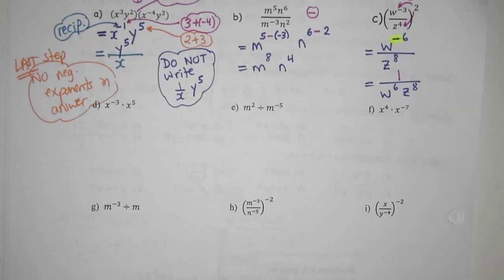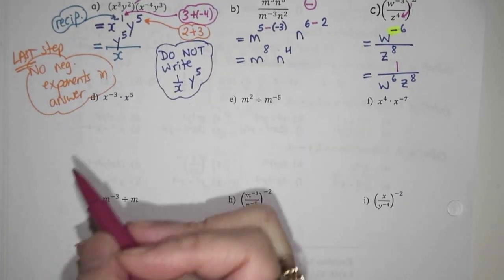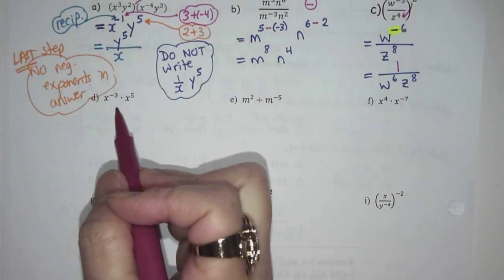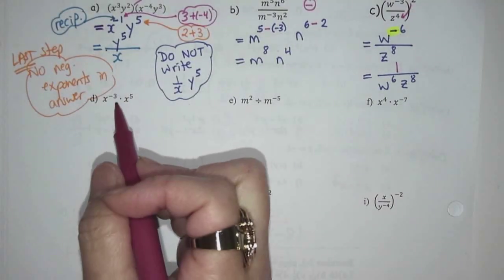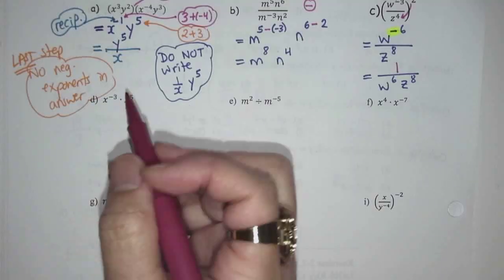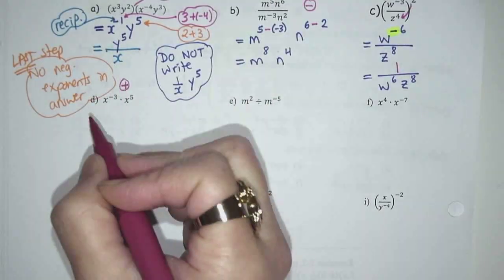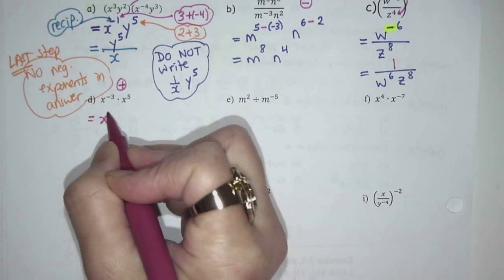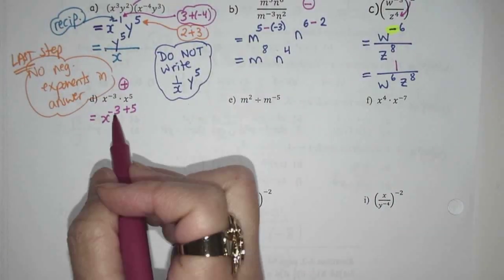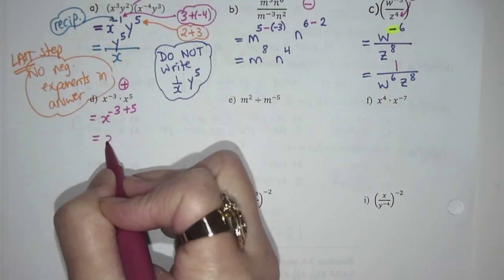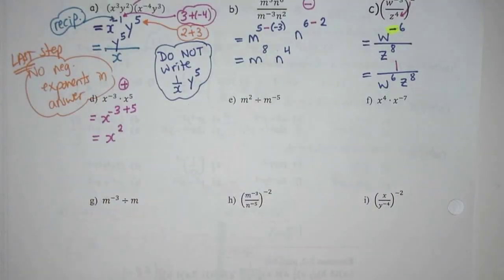Okay, so let's try that again. So this next one here, x to the negative 3 times x to the 5. So what we're going to do here is, again, with multiplication, we're adding the exponents. So this is going to be x to the negative 3 plus 5. Negative 3 plus 5 would get me x to the 2. X to the 2. All right, and that's it.